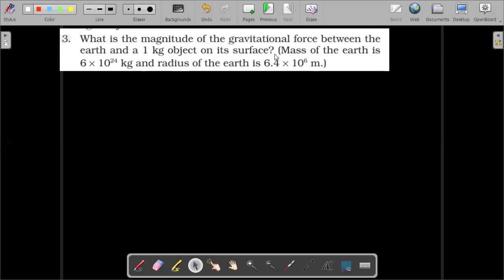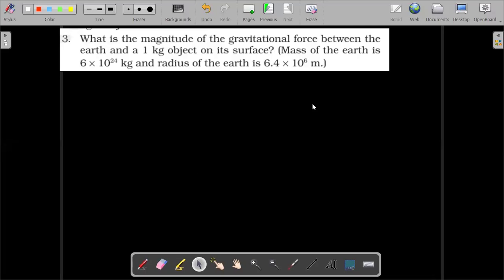Then can you explain this question also? Sir, can you please explain this question? Sir, will mass 2 be 1 kg only? Yeah, mass 2 will be 1 kilogram. Sir, and radius will be r square, no? Yeah, radius will be r square. So what is the radius? That will be equal to the radius of the Earth.